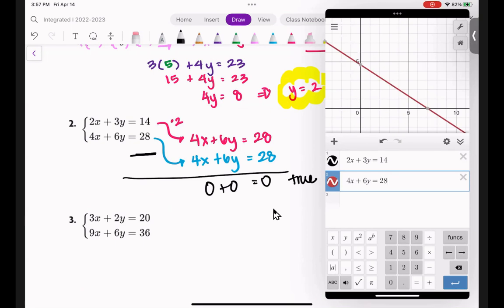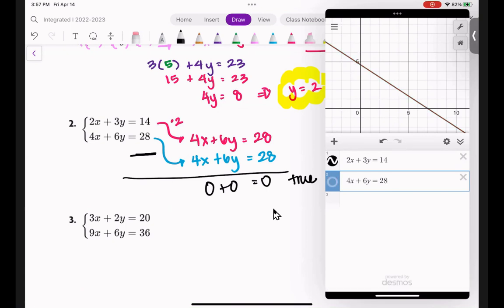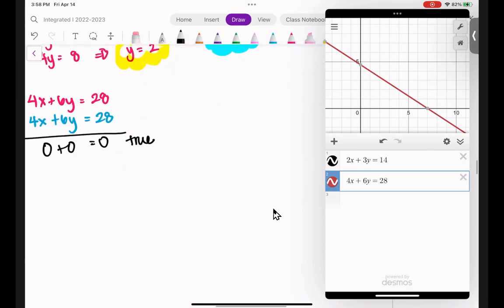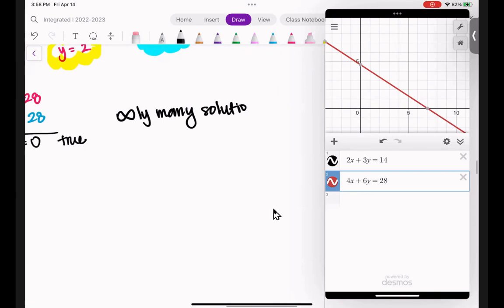Did you all see what happened right there? If I unclick the red one to show the black one, the black one and the red one are sitting right on top of each other. So this is actually called infinitely many solutions. The way you'd write your solution is you'd say infinitely many solutions. You can write out the word infinitely too. But my point is the answer is every single point on that line is a solution.